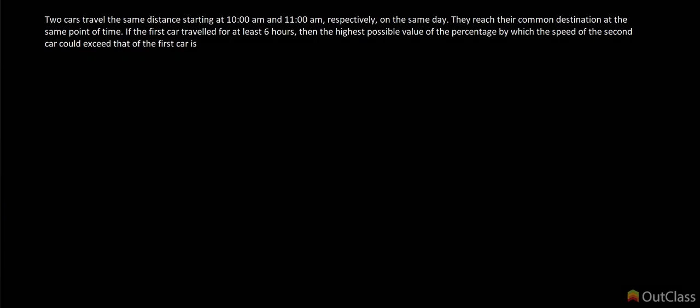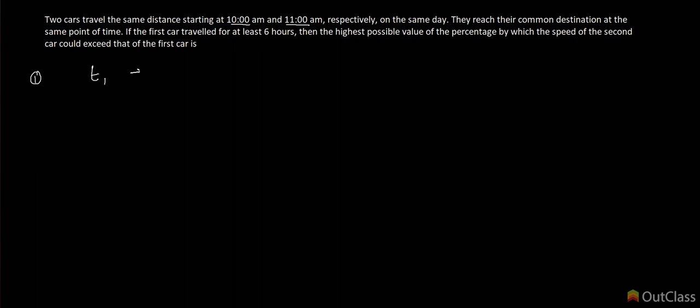Both cars are starting at the same point and ending at the same point, but one is traveling 1 hour more than the other. First car traveled for at least 6 hours, then the highest possible value of the percentage by which the speed of the second car exceeds that of the first car. Now there are two ways of going about it.